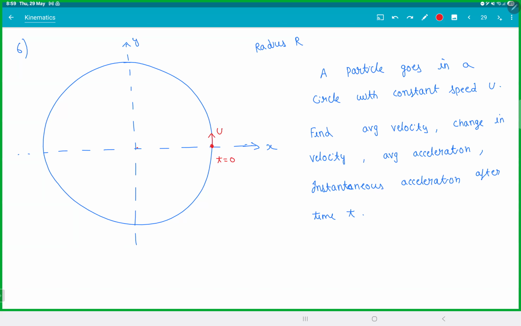And remember the definitions. What is average velocity? Displacement by time. What is change in velocity? V final minus V initial. What is average acceleration? V final minus V initial by time. What is instantaneous acceleration? dv by dt. There you can see vectors, calculus, kinematics, everything keeps coming together. Let's give it a try.